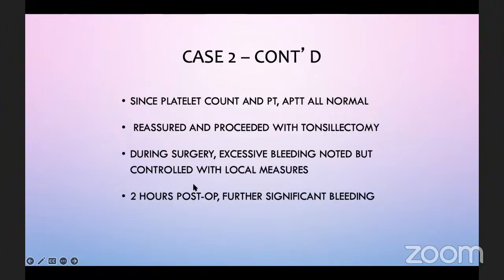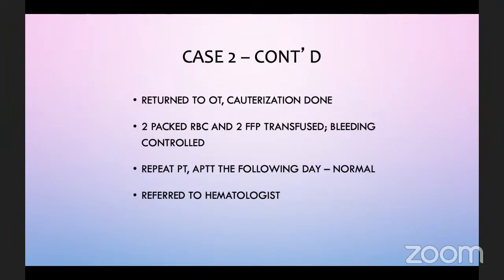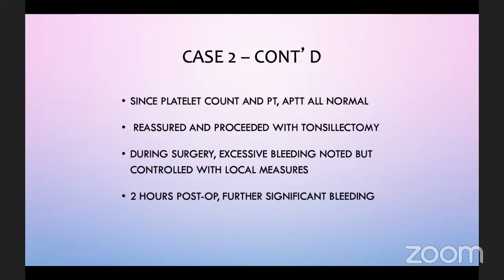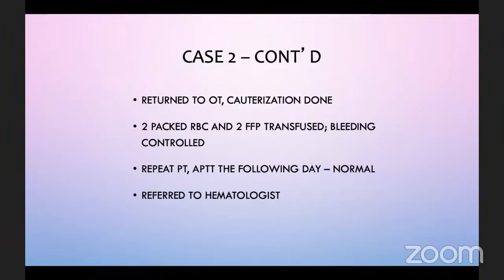However, during surgery, there was some excessive bleeding, but it was controlled with local measures. They cauterized the tonsil bed and it stopped bleeding. They sent him back to the ward, and unfortunately, 2 hours later, postoperatively, he bled again, all right, with further significant bleeding, right? So they had to take him back to OT and then more cauterization was done. He bled enough for his hemoglobin to drop from 10 to 8. And therefore, 2 pints of Hexal and 2 units of FFP were transfused and bleeding was subsequently controlled.